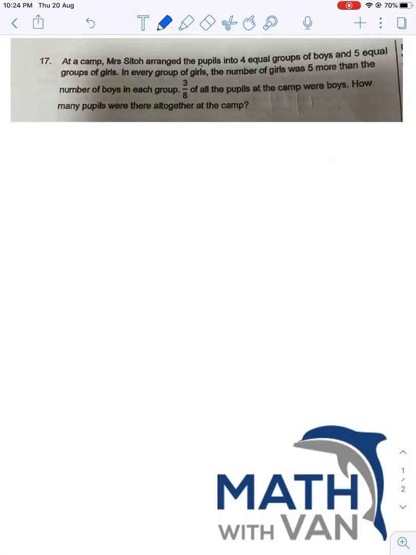So today, let me explain this question to all of you. Let's take a look at this question first. At a camp, Mrs. Sito arranged the pupils into 4 equal groups of boys and 5 equal groups of girls. In every group of girls, the number of girls was 5 more than the number of boys in each group. 3/8 of all the pupils at a camp were boys. So how many pupils were there altogether at the camp?